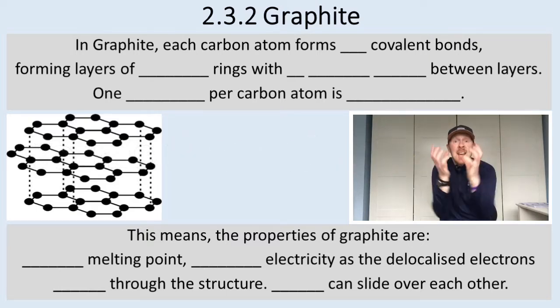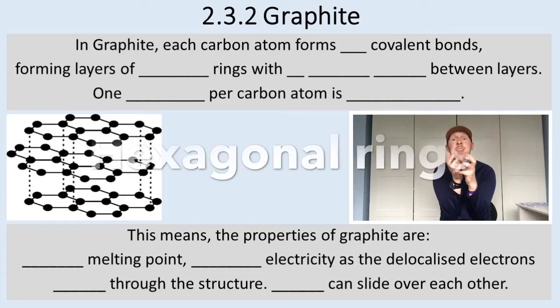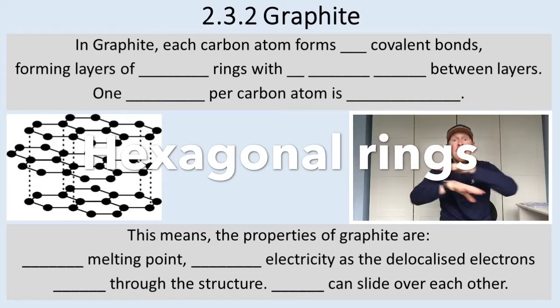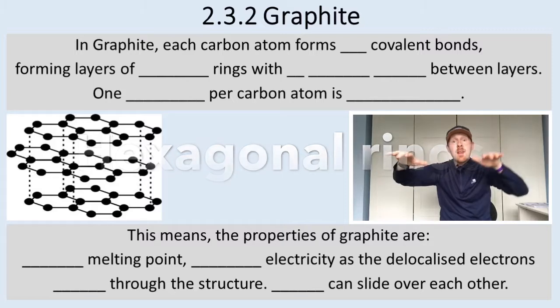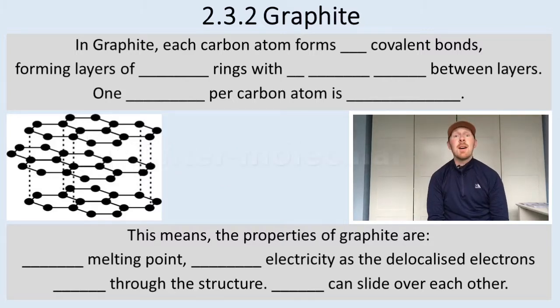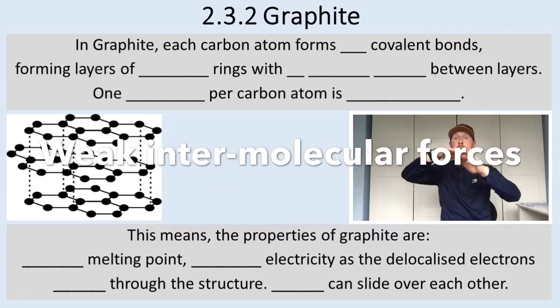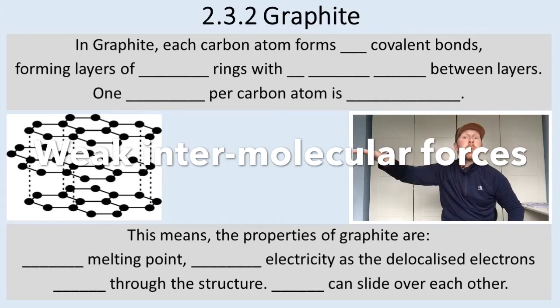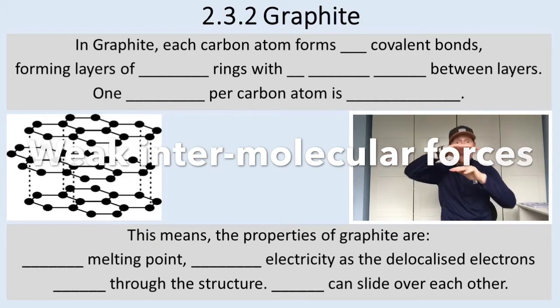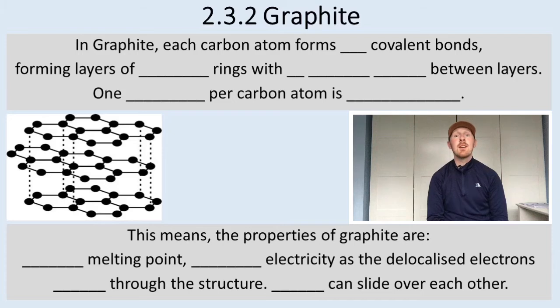In graphite, each carbon atom forms 3 covalent bonds with other carbon atoms. They form hexagonal rings, and those hexagonal rings connect together in a layer. And between the layers, there are weak intermolecular forces. No bonds between the layers. The bonds are between the atoms within the layer, but between layers, there are weak intermolecular forces.